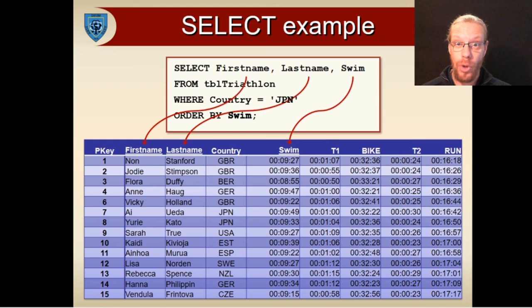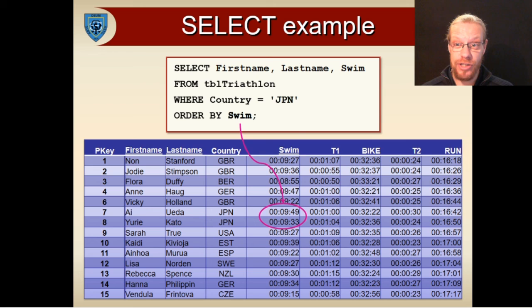We're only interested in competitors from Japan, so we filter the results using where to specify this country as criterion. Notice this doesn't have to be from one of the columns that will be displayed. Any field in the table can be used when determining criteria, even if it's not displayed. Lastly, we want to use the swim time to arrange the data. This example uses one of the displayed fields to determine how the data will be displayed, but just like with the where criteria, you could have used any of the fields here, even if they are not displayed.